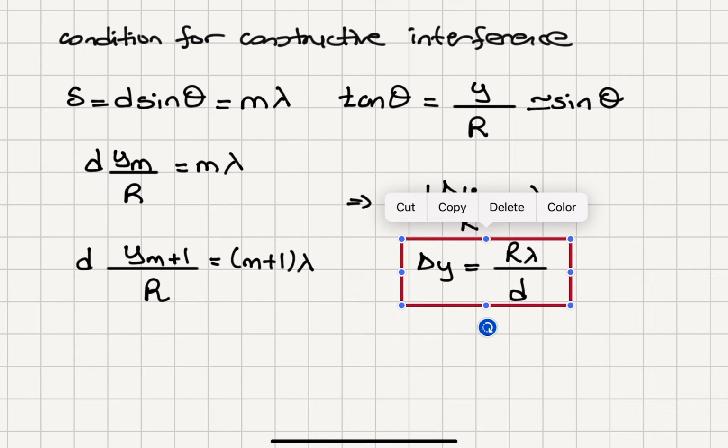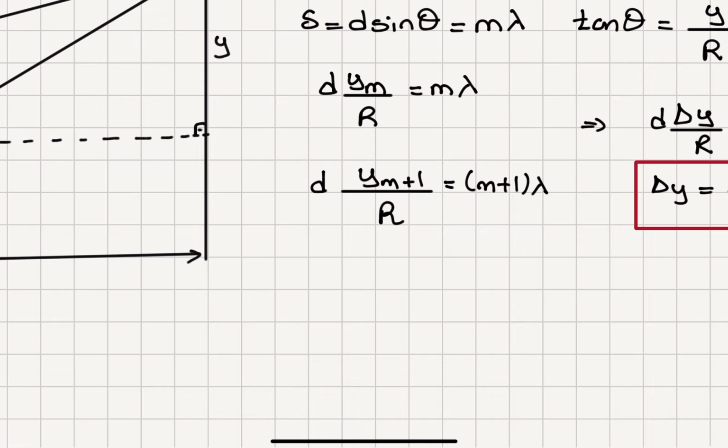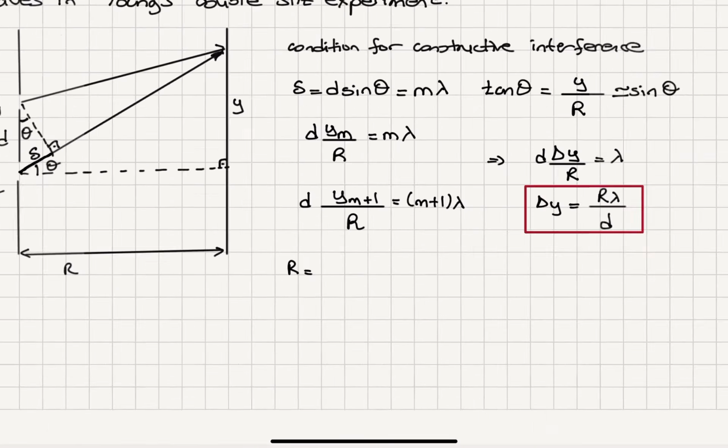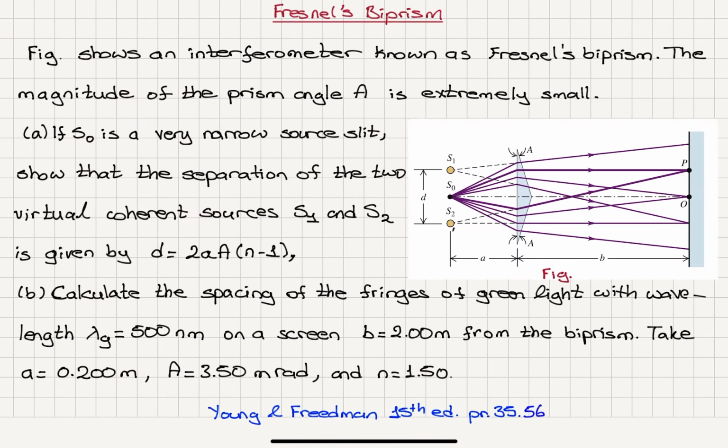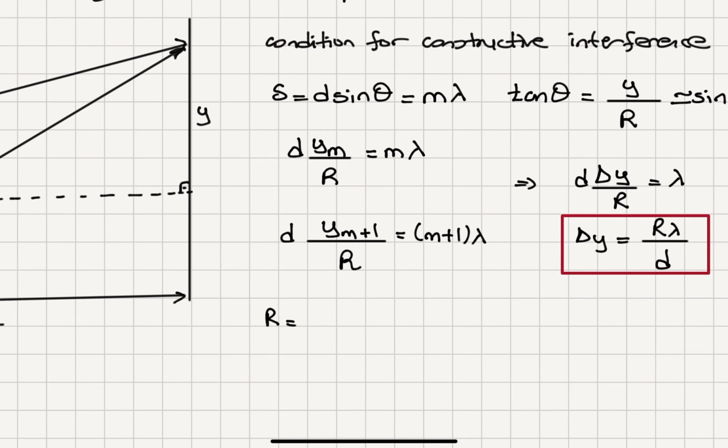Now we can substitute the numbers. In our case, what is R? R, the distance between the two virtual sources and the screen, is a plus b. So R is a plus b, which is 0.2 plus 2, 2.2 meters. The wavelength is 500 nanometers.